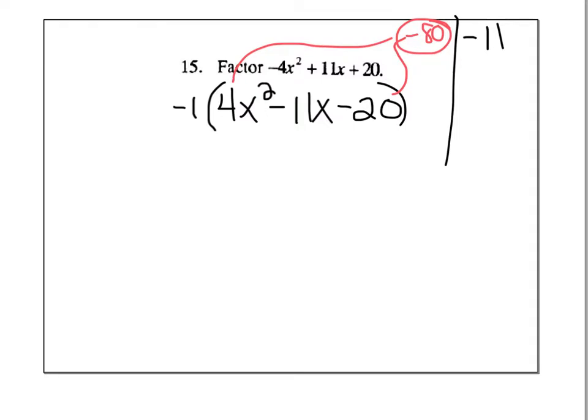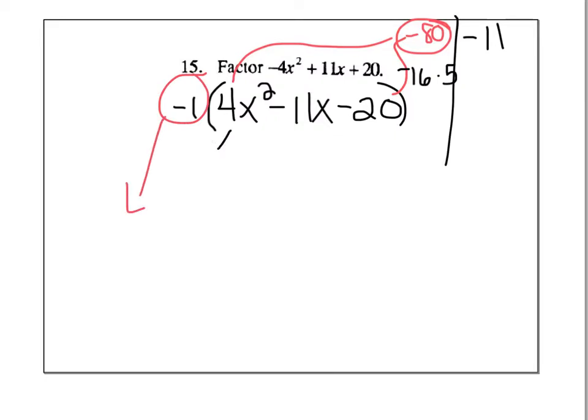Okay, so we're looking for factors of 80. And since it's a negative 80, one's going to be positive, one's going to be negative. And the factors that are going to work are going to be 16 and 5. Well, since my 11 is negative, I need the bigger one of these two to be the negative one. So the 16 will be negative. So now the negative 1 I'm going to bring down at the end.